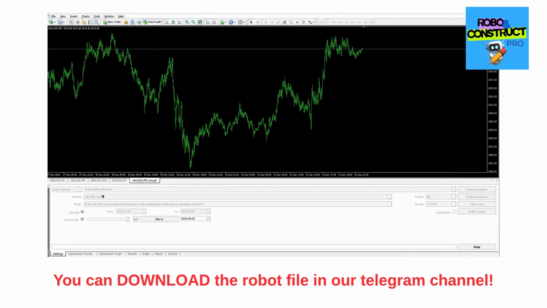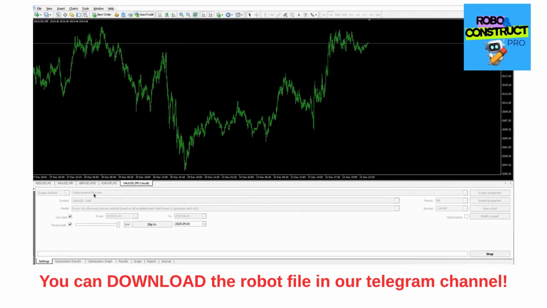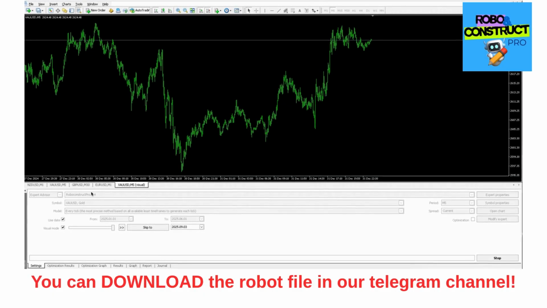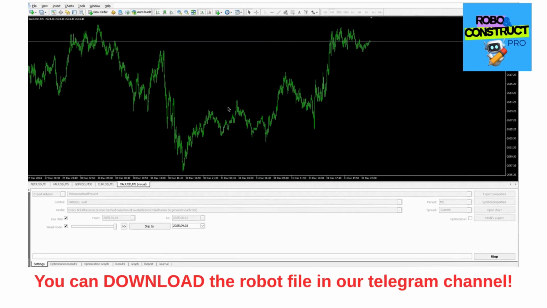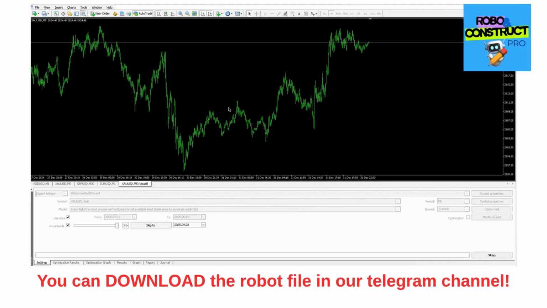The principle of operation of the Robot Constructor Pro. This is our new development, a visual robot constructor. You can also call it a visual strategy, a theater of robot strategies. The essence of it is that you add this robot to the chart for any currency pair, any time frame.